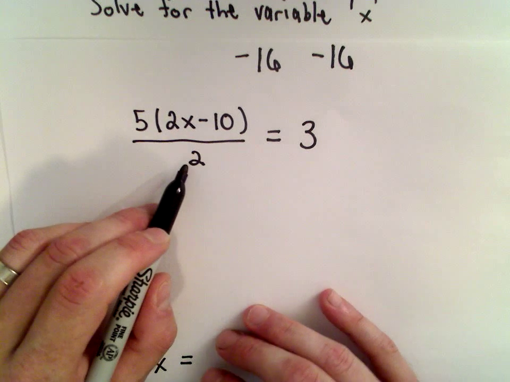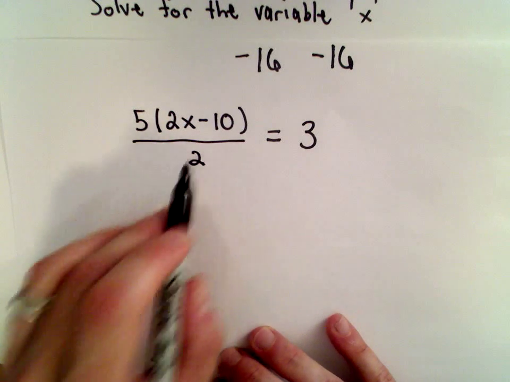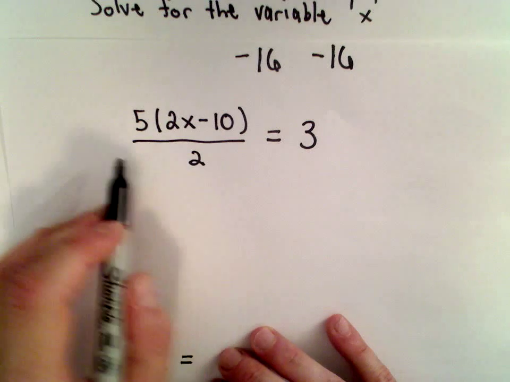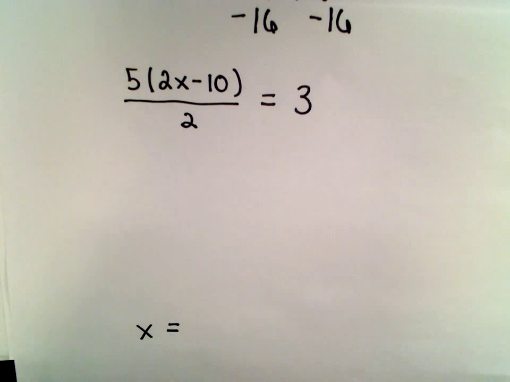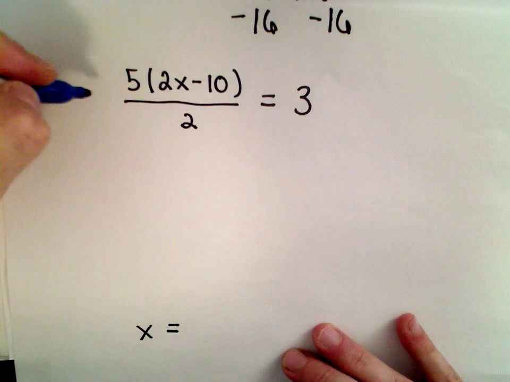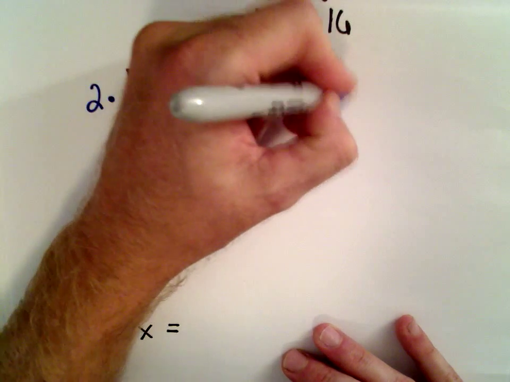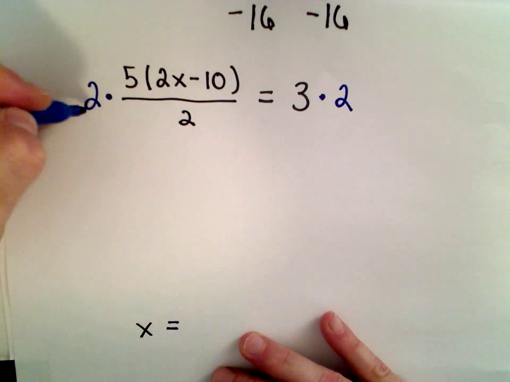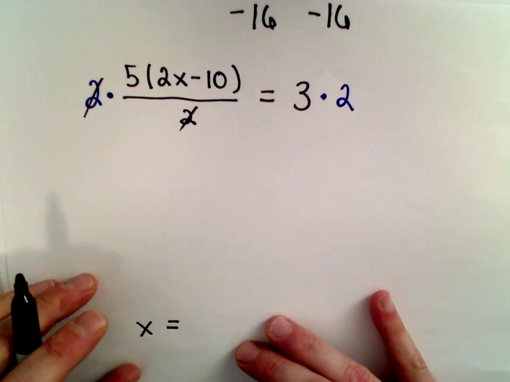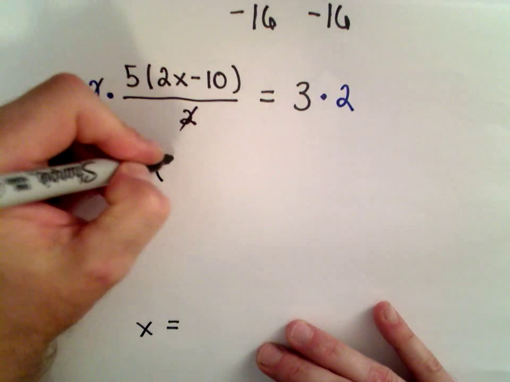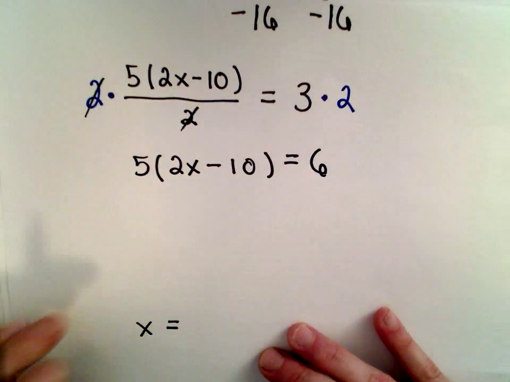Now, I would like to get rid of this fraction as well. Notice I've got a fraction where the denominator is 2, so I'm dividing the left side by 2. To undo that, the opposite of division is multiplication, so I'm going to multiply both sides by 2. You can think of 2 as 2 over 1. The 2's would cancel, which is the whole reason we did that. And we would be left with 5 times the quantity 2x minus 10 equals 6.